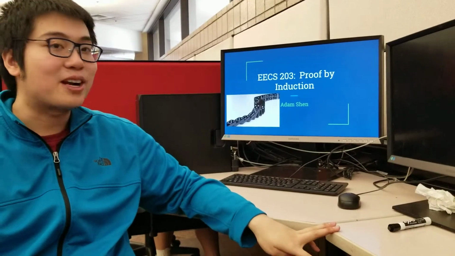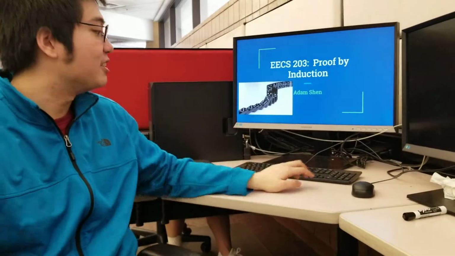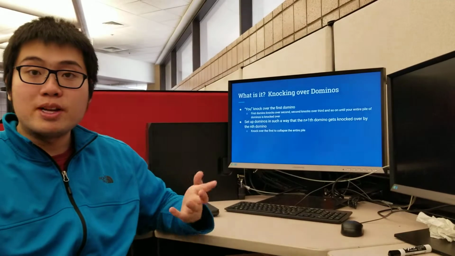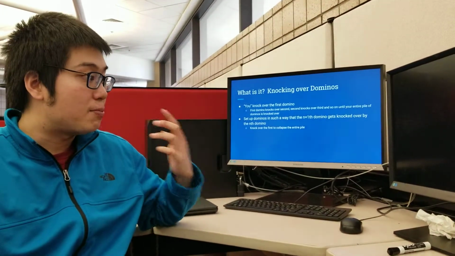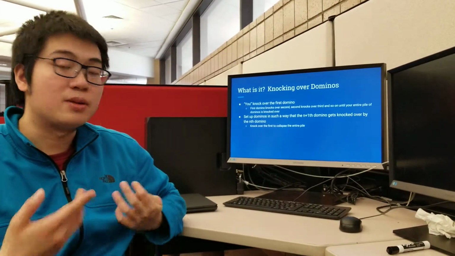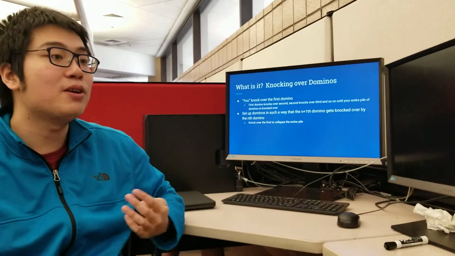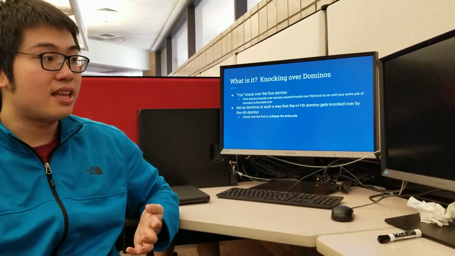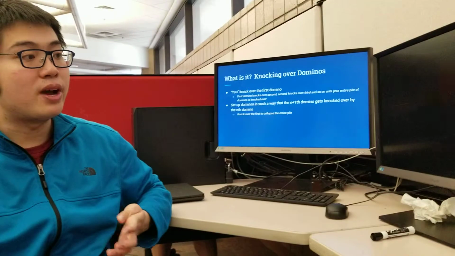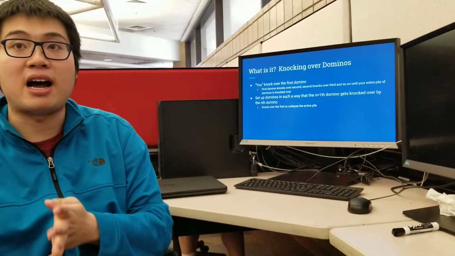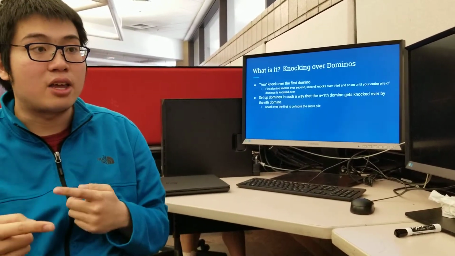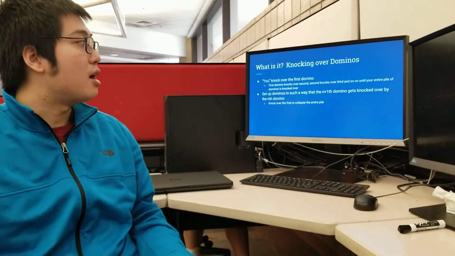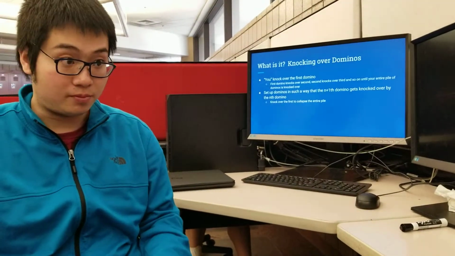Alright class, today we are going to be talking about proof by induction. As many of you may have realized, the previous slide had a picture of some dominoes falling over, and that wasn't a coincidence. The reason for that is proof by induction in many ways is very similar to stacking up a pile of dominoes in a line, knocking one over and having the entire pile fall over.